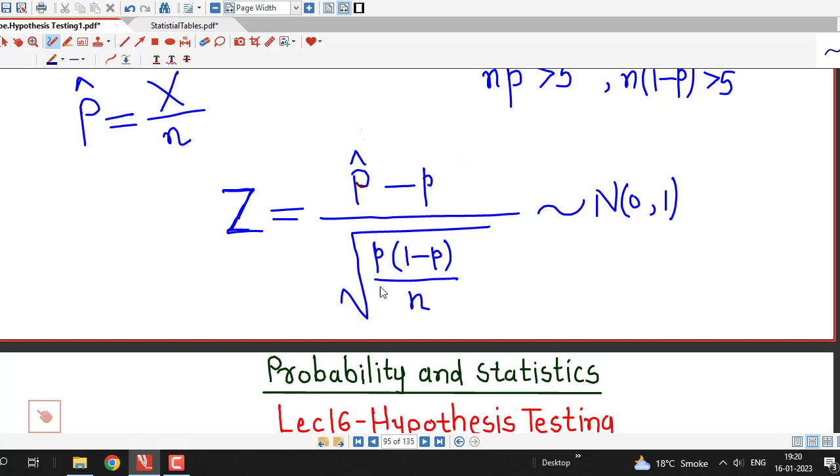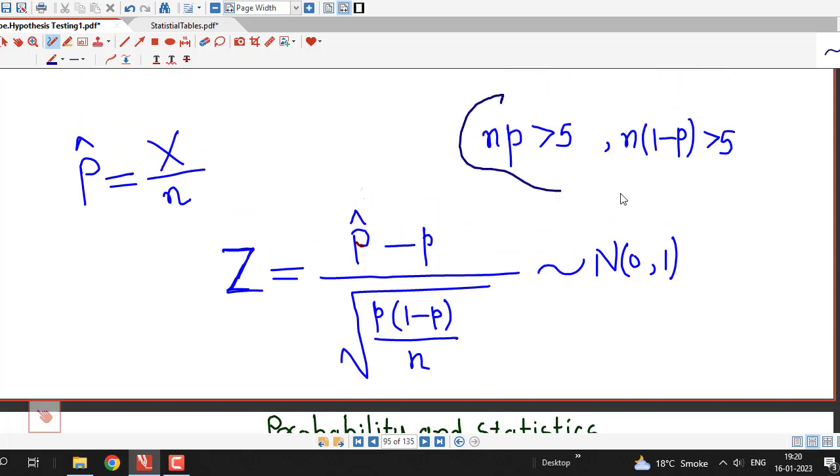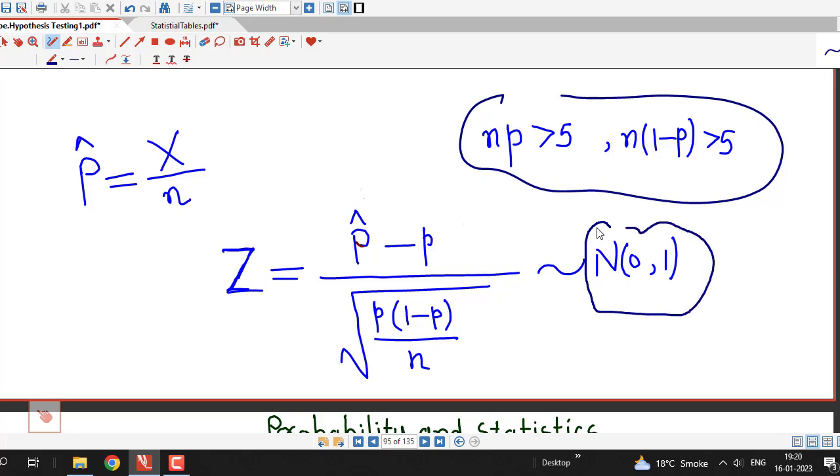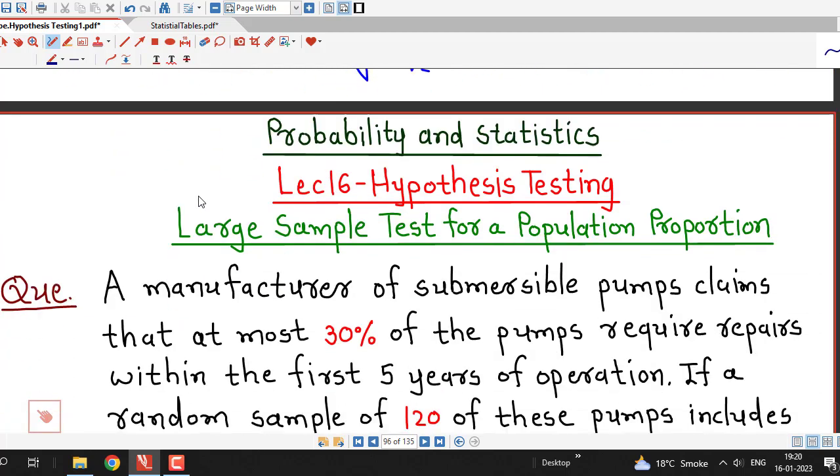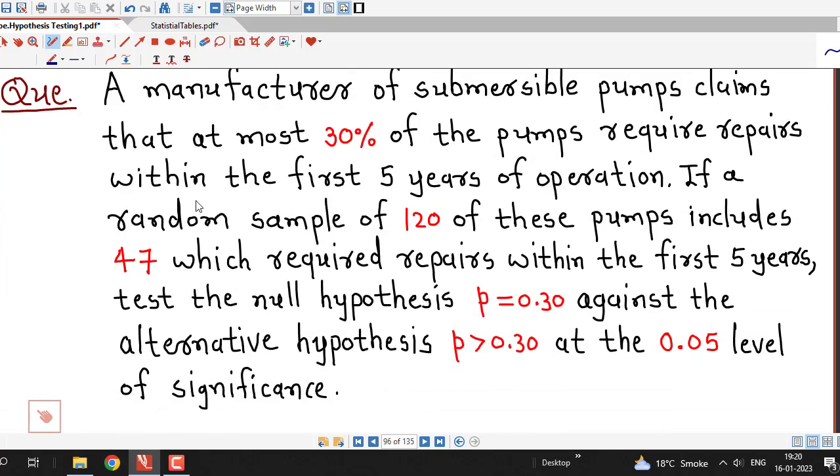minus population proportion P, divided by square root of P times 1 minus P divided by N, and if this condition is satisfied, then this Z is approximately a standard normal random variable, and sample proportion is given by capital X by N, where capital X is the number of elements having a specific characteristic and N is the sample size. So with this in mind, we try to answer this question.